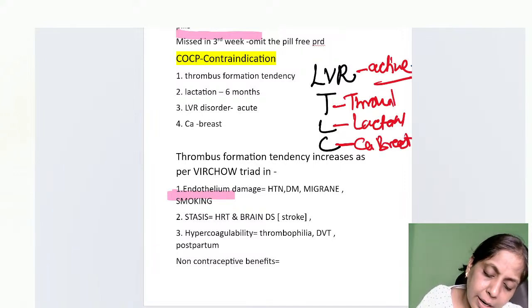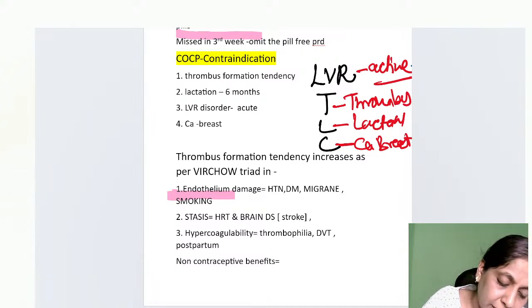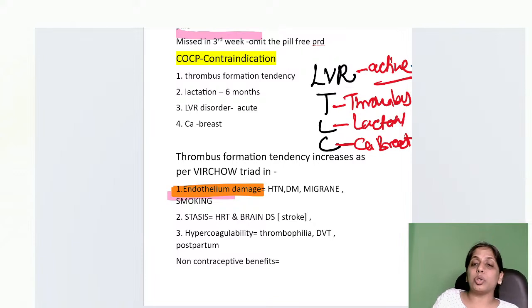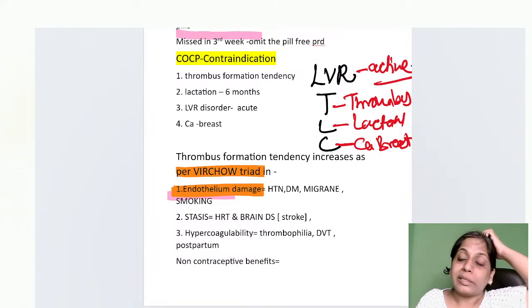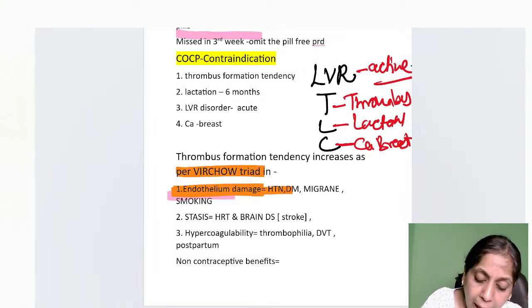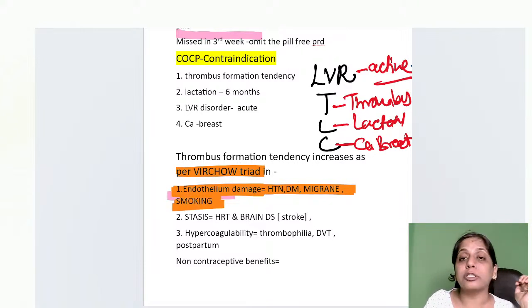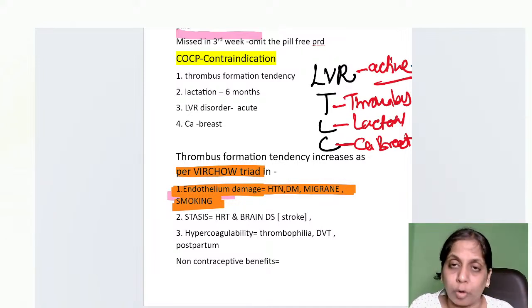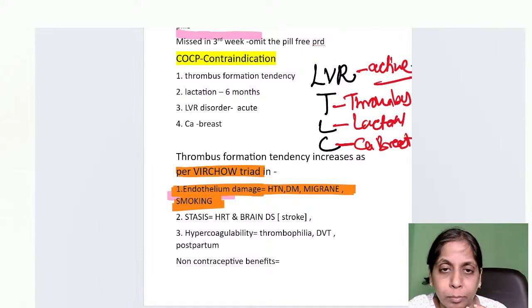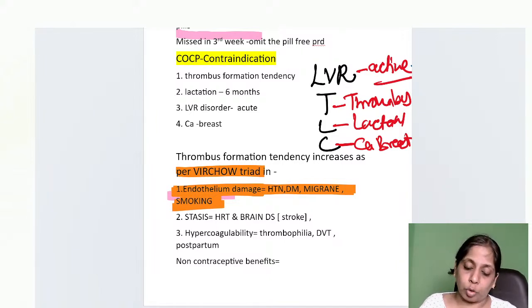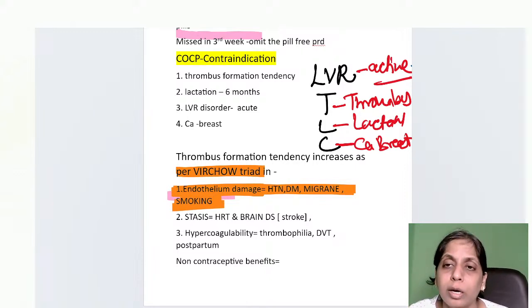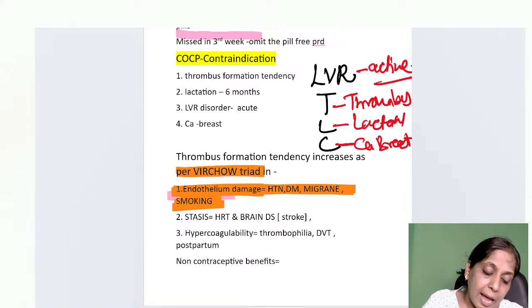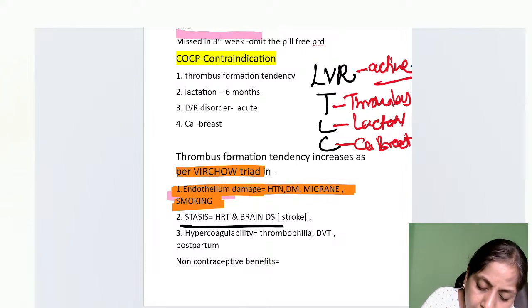Okay, CA breast. The thrombus forming conditions, what are they? As the Virchow's triad tells us, the thrombus forming conditions are those in which there is endothelium damage. The endothelium is damaged in hypertension, diabetes mellitus with vasculopathy, hypertension 160 by 100 or more than that, migraine with aura and smoking. The patient should be a heavy smoker, smoking more than 15 to 18 cigarettes, and age should be more than 35. Okay, and stasis is seen in heart and brain diseases.